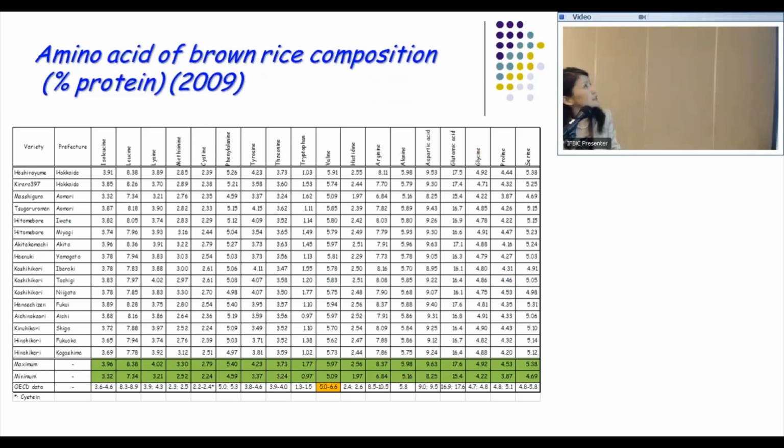This shows the amino acid composition data in 2009, along with maximum and minimum values. Also, I put the OECD data, which is taken from the OECD consensus document, for comparing the maximum and minimum values with OECD data. Besides a few, other amino acid values are somehow out of the range of OECD data.